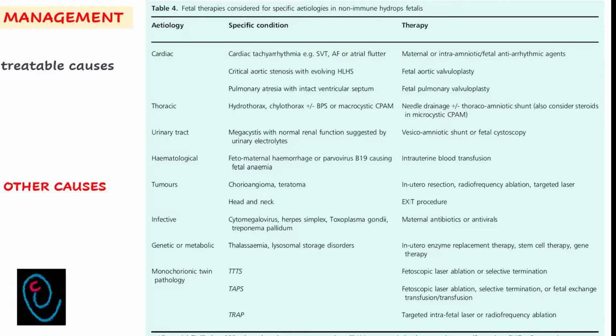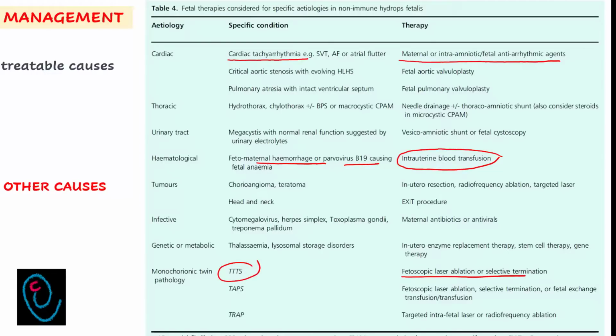This table contains a variety of treatment options for fetal conditions. Few of them are treatable. As we said, cardiac arrhythmia can be treated with maternal or intra-amniotic fetal antiarrhythmic drugs. Fetal anemia due to feto-maternal hemorrhage or parvovirus B19 can be treated with intrauterine blood transfusion. Twin-to-twin transfusion syndrome can be treated with fetoscopic laser ablation.